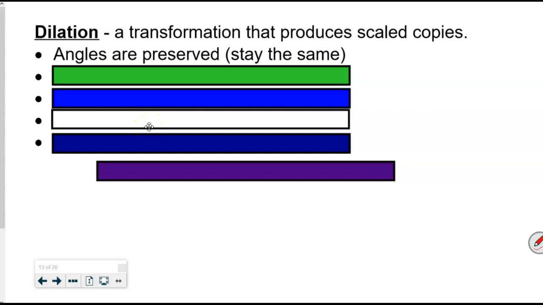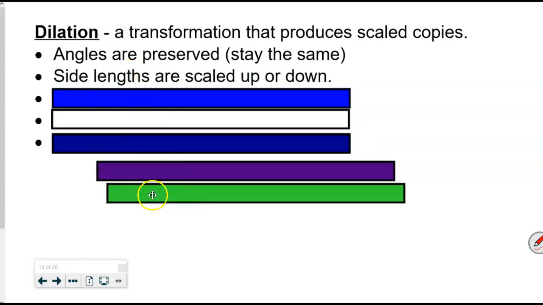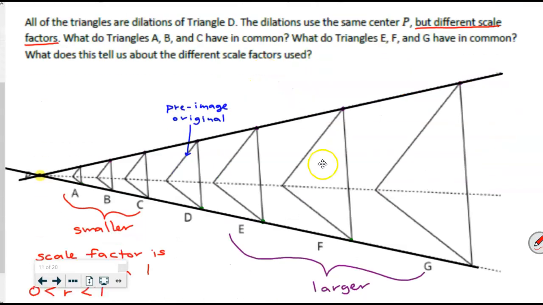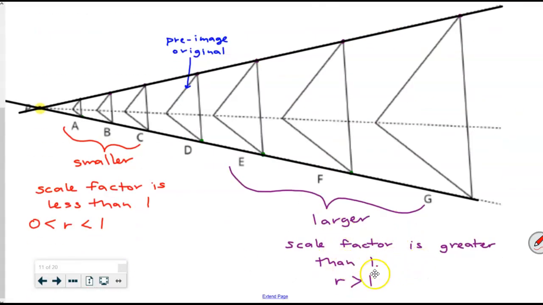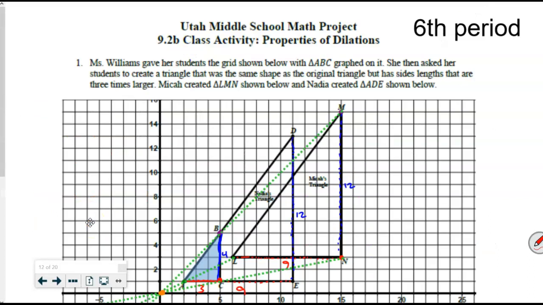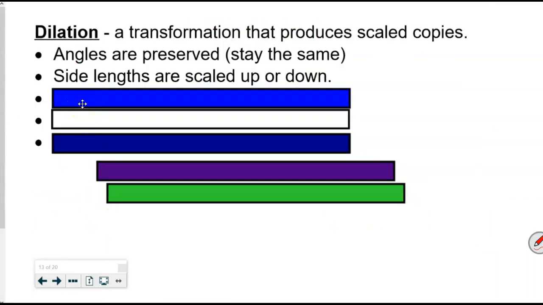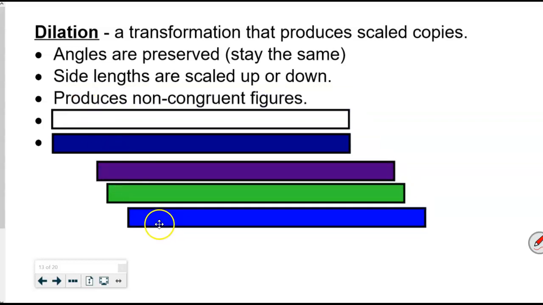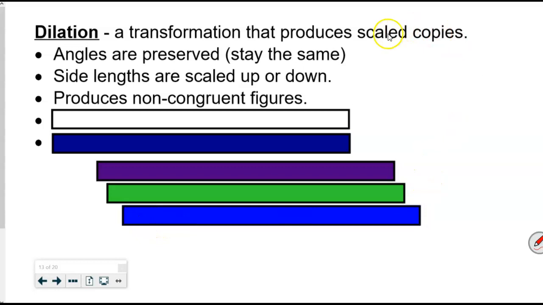What else do you know, Berkeley? Yeah, the side lengths are scaled up or down. We're multiplying them by a scale factor. So if they're scaled up, that means we're probably multiplying by a scale factor greater than 1. If they're scaling down, then they're multiplying by a scale factor less than 1. Let's keep going. What else do you know, Marley? Yep, since we're changing the size, that makes them non-congruent. They're scaled copies, but they are non-congruent figures.